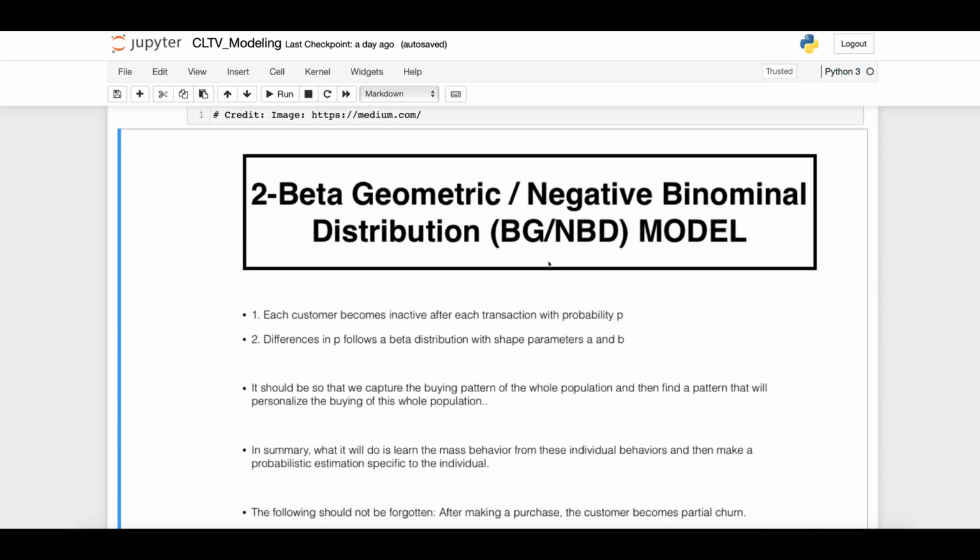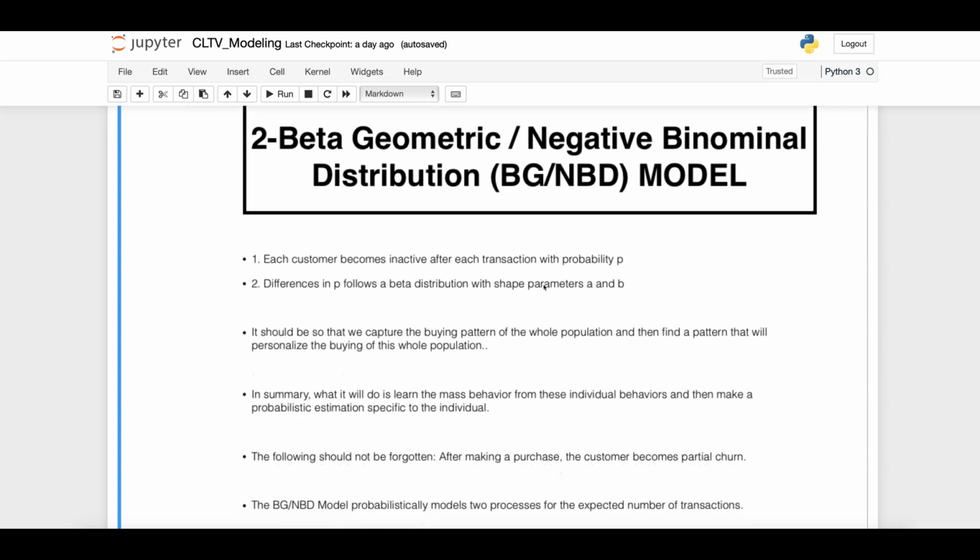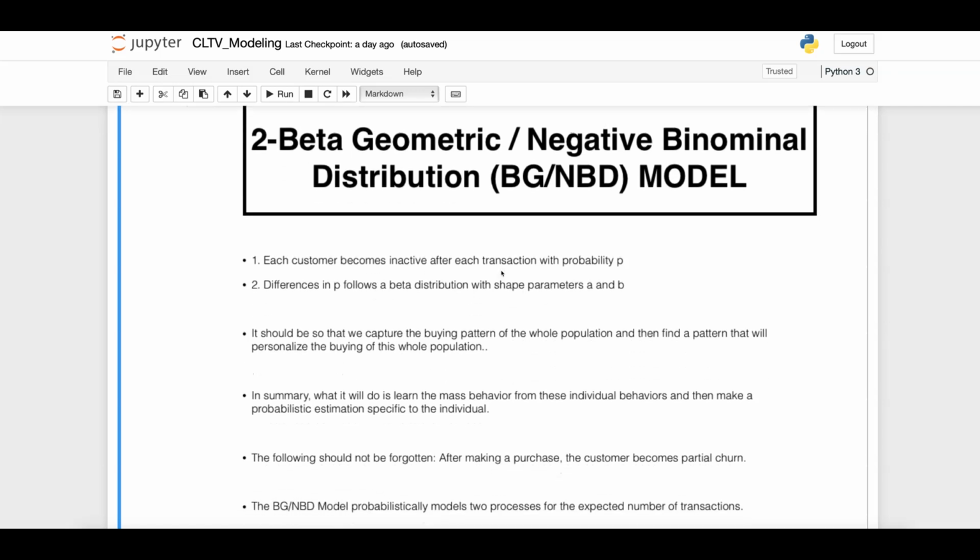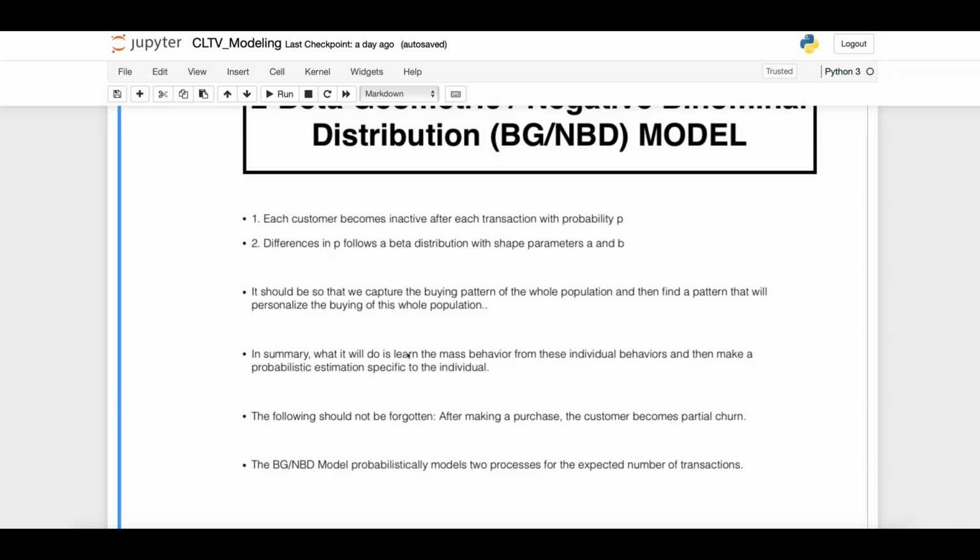Now, let's get a bit of introduction to the beta geometric negative binomial model, which is the BG/NBD model. In this model, each customer becomes inactive after each transaction with probability p, right? Differences in p follow a beta distribution with shape parameters a and b. We will look at the beta distribution shortly. It captures the buying pattern of the whole population and then finds patterns that personalize it. In summary, it will learn the mass behavior from these individual behaviors and then make a probabilistic estimation specific to the individual.